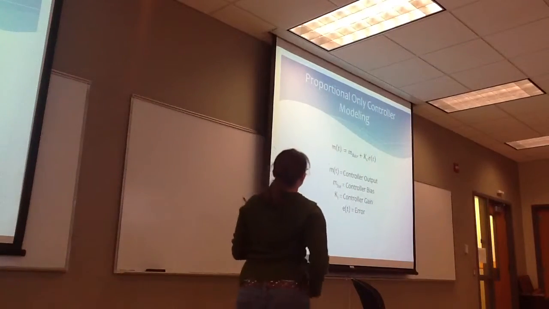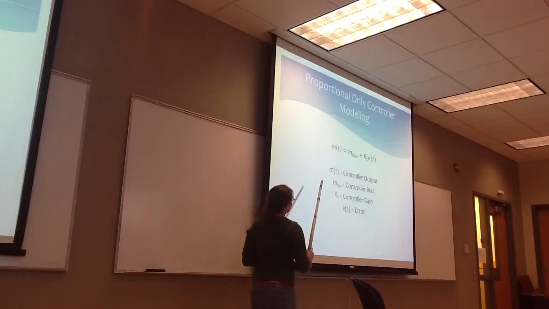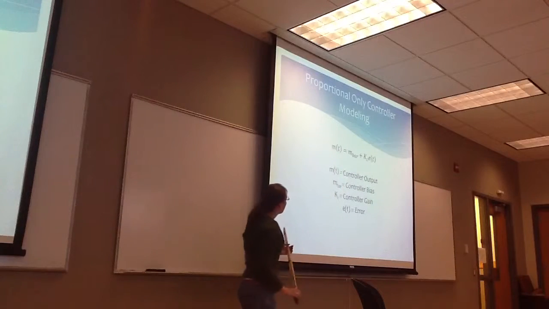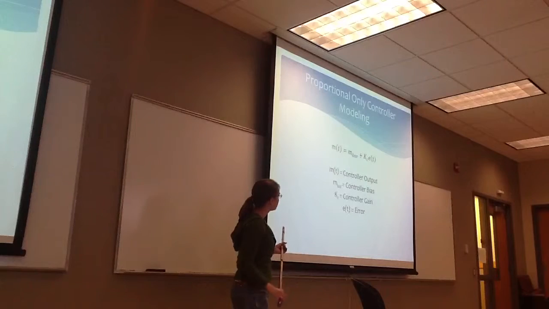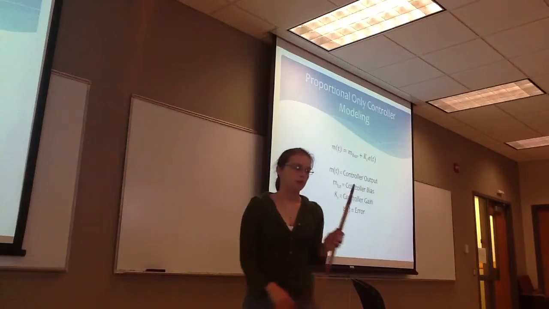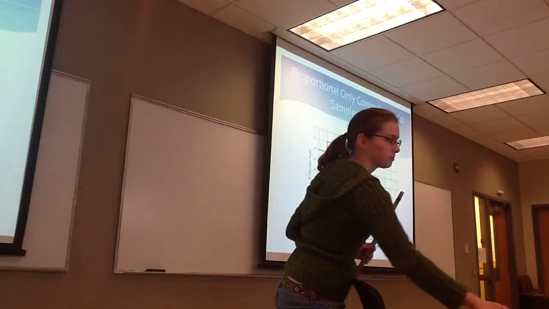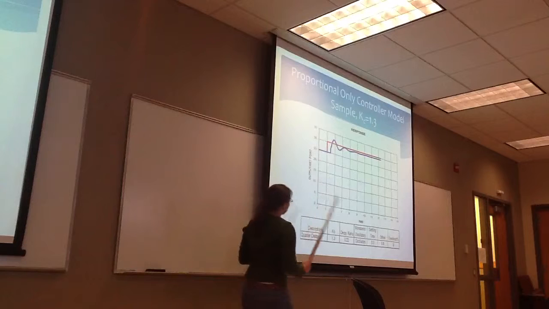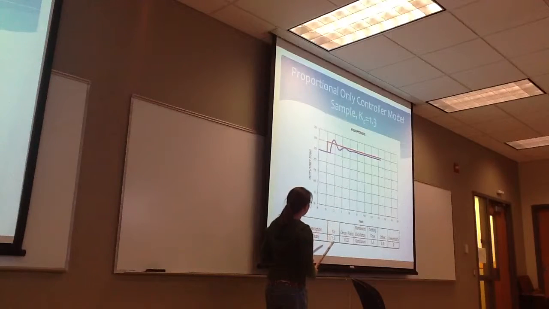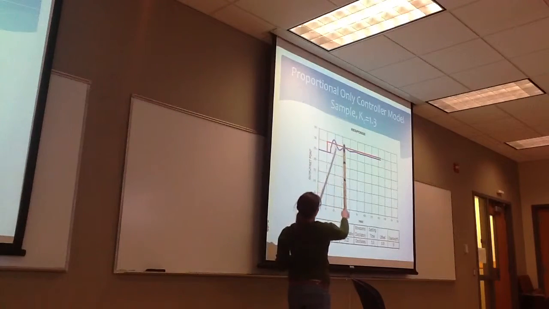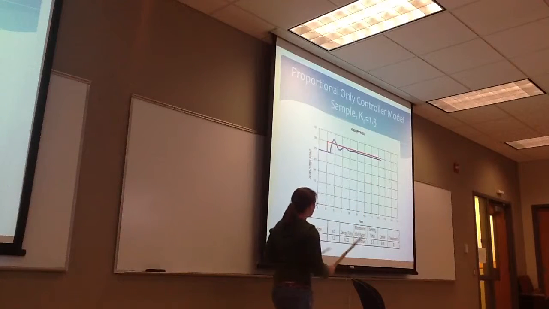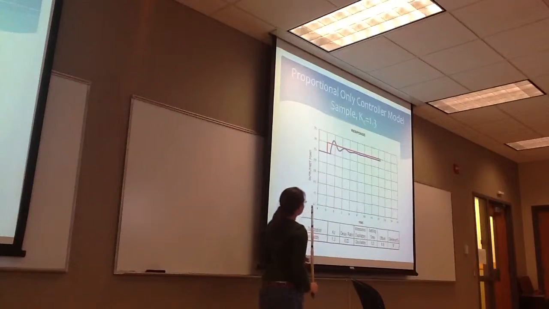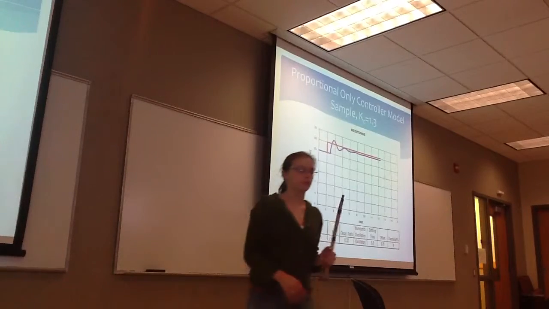For the proportional only modeling, you have this equation where M bar is the controller bias and Kc is the controller gain, with E of t being the error. This is an example of the proportional only modeling. For this example, the controller gain is 1.3, the decay ratio is 0.22. You see it's oscillatory and settles down at a time of 5.5 seconds. There's an offset of 0.8 and an overshoot of 9%.